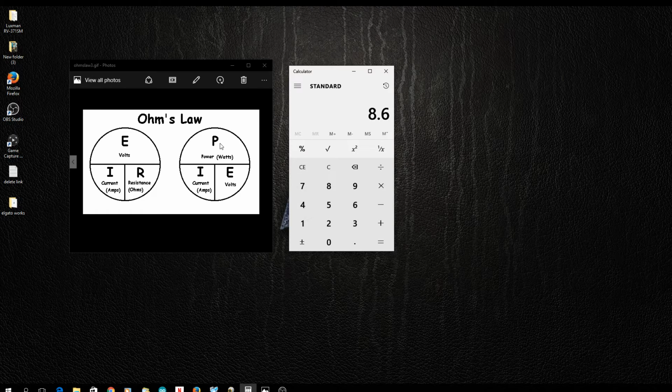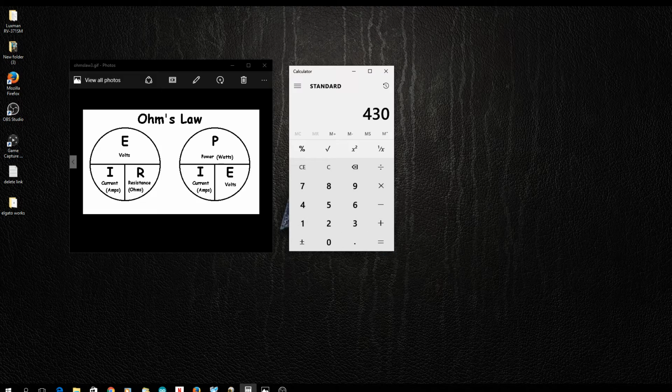So we'll come over here to Ohm's law, and we want to take energy, which is volts, and divide it by the current that we're looking for. So that's 20 milliamps. So 8.6 divided by 0.020. You don't have to put the zero in there, but just for demonstration. It says we need about a 430 ohm resistor.